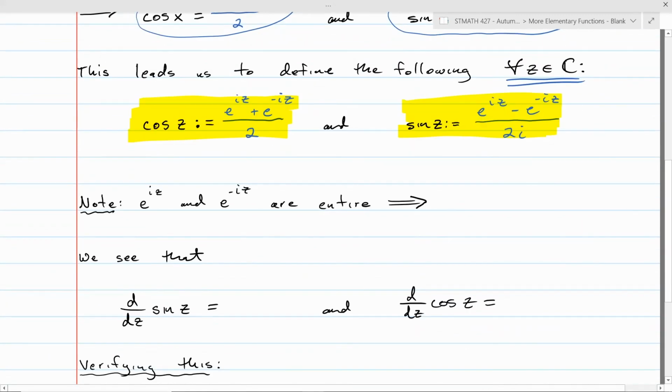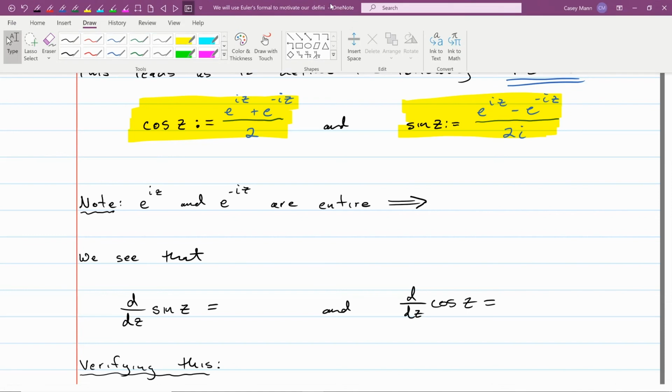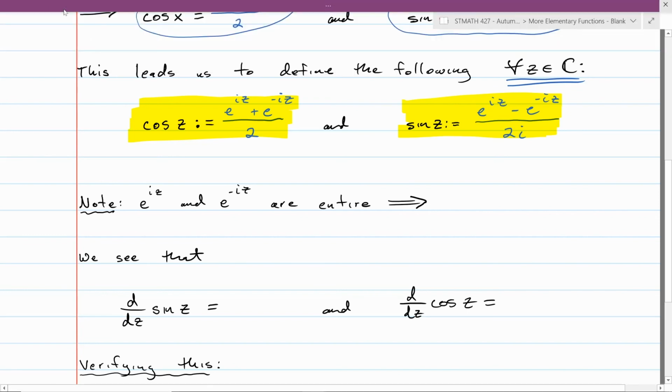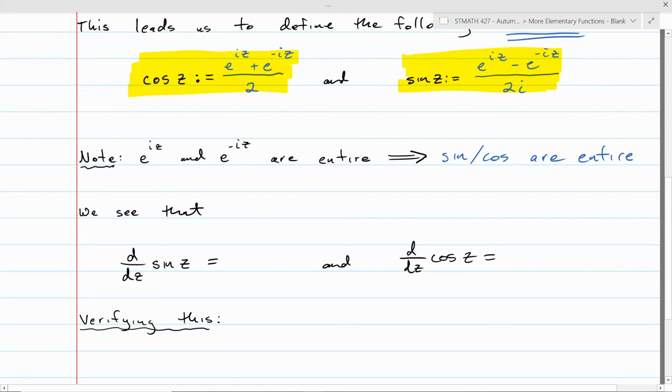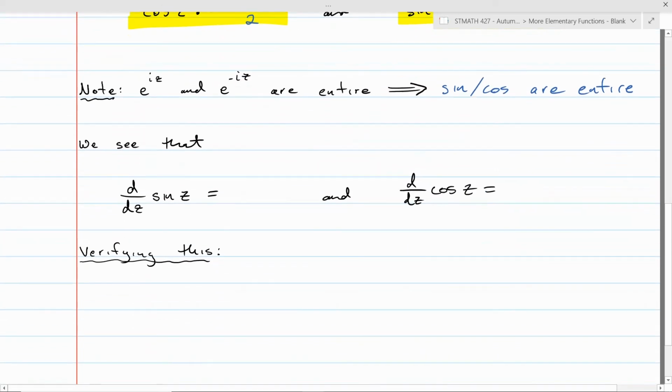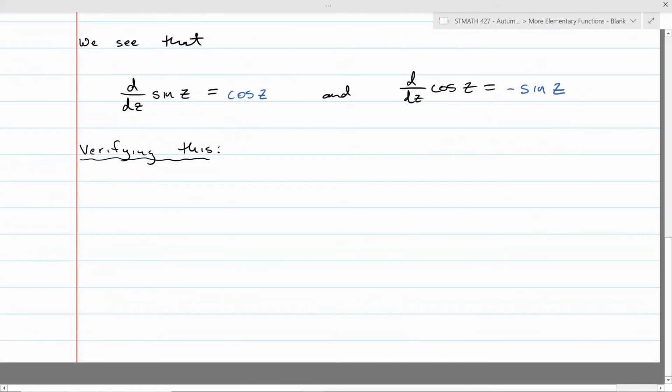And one thing you notice immediately is that because e to the iz and e to the negative iz are entire functions, meaning differentiable everywhere, then immediately you get that sine and cosine are entire. So sine and cosine are very good functions, differentiable everywhere. And they're not multivalued. These are single-valued functions. And then, of course, what do you hope the derivative of sine is? It's going to work out to be cosine of z. And the derivative of cosine of z is going to be negative sine z, just like it always was for real numbers.